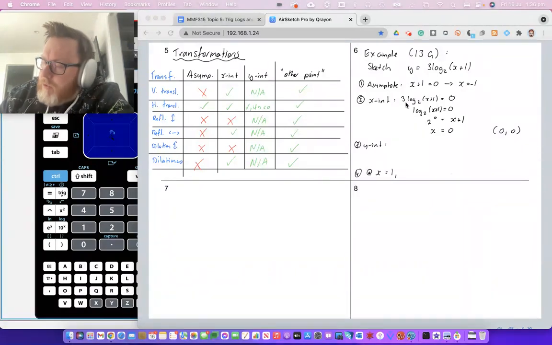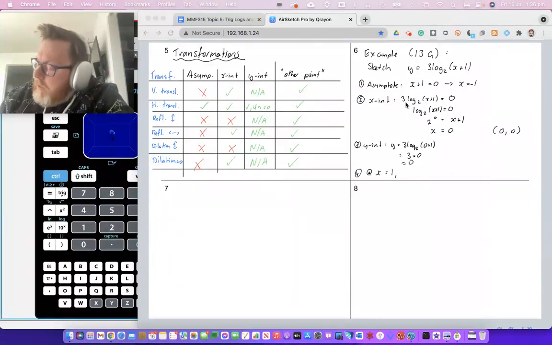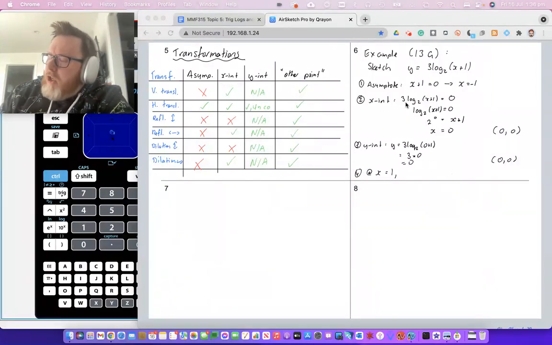For the y-intercept, we're going to use the same sort of logic. We're going to say y is equal to 3 log base 2 of (0 plus 1), and now we're going to solve for that. So log base 2 of 1 is, well, 2 to the power of 0 equals 1. So this is going to be 3 multiplied by 0, which is 0. So the y-intercept is also (0, 0), which you'd kind of expect, right? We actually worked it out here, but I just wanted to do it out of a sense of completion.